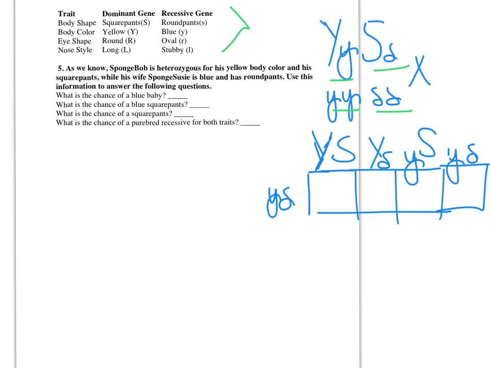And we know Susie can only make one type of gamete. That's all she has. She only has little y, little s to give away. Whereas SpongeBob can be big Y, big S, big Y, little s, right? Can be that, or maybe that one will get together, or that one will get together. So here's all his possibilities, and that's just independent assortment.